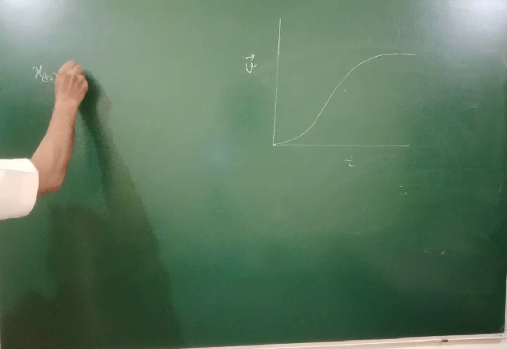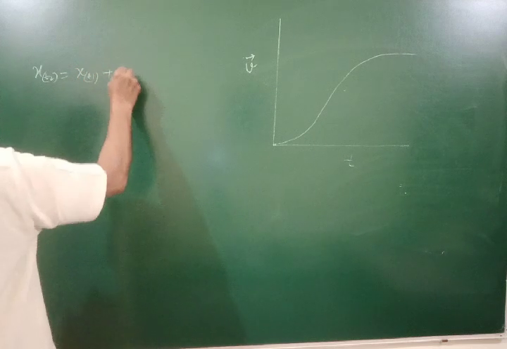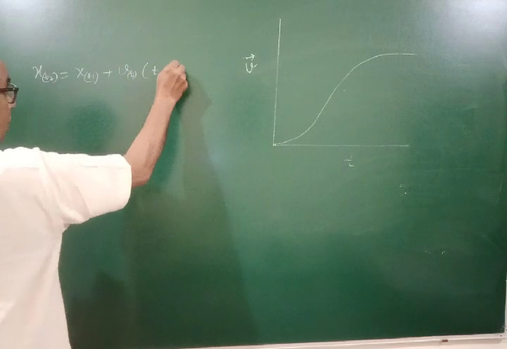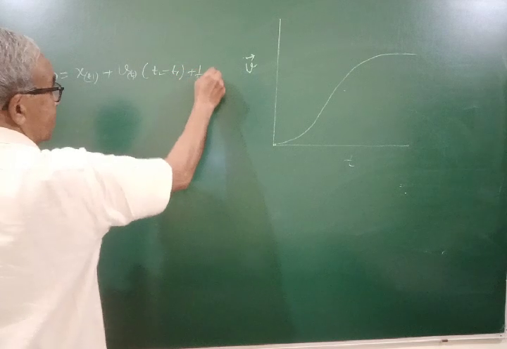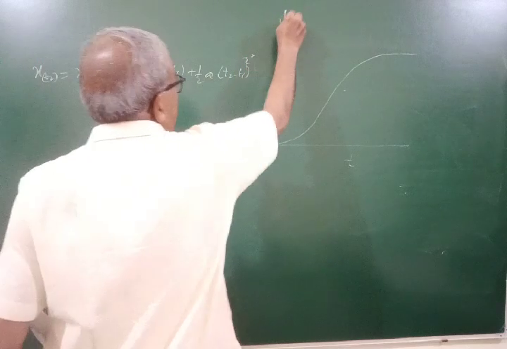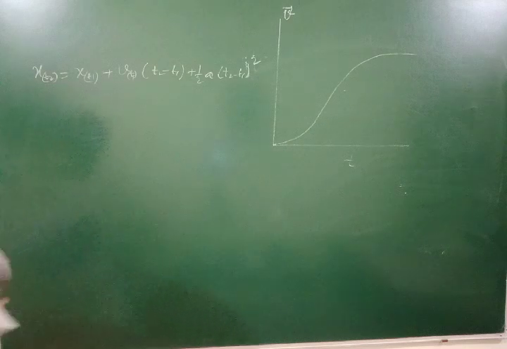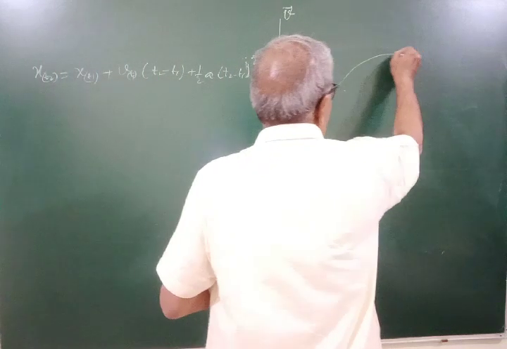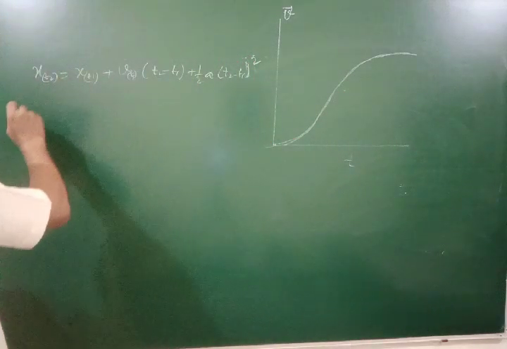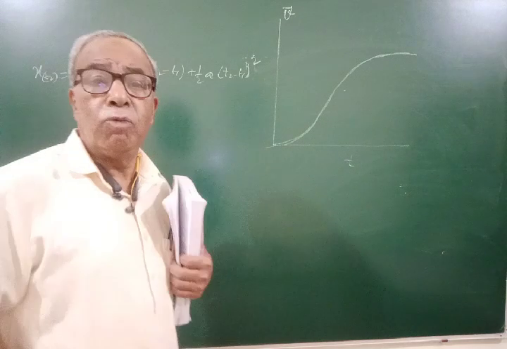x(t2) is equal to x(t1) plus v(t1) into (t2 minus t1) plus half a into (t2 minus t1) whole square. So you are asked, is this equation represented by this graph? This second equation of motion is of what? Of uniformly accelerated motion.